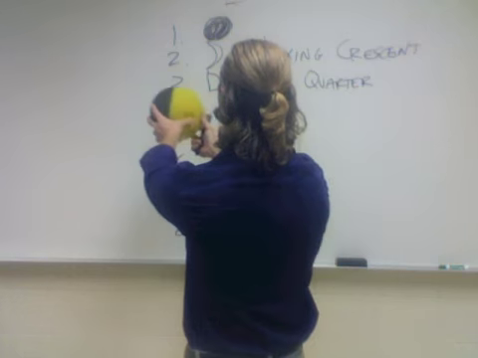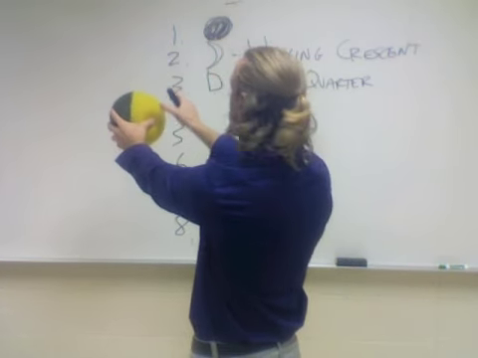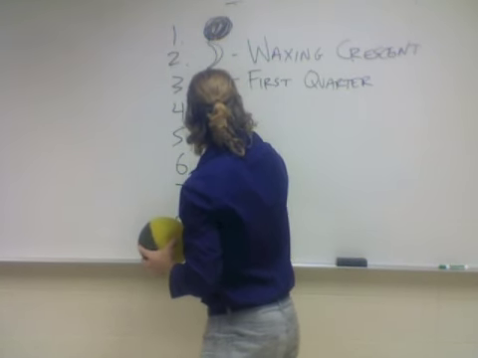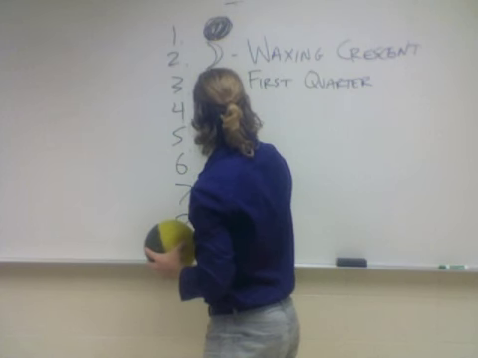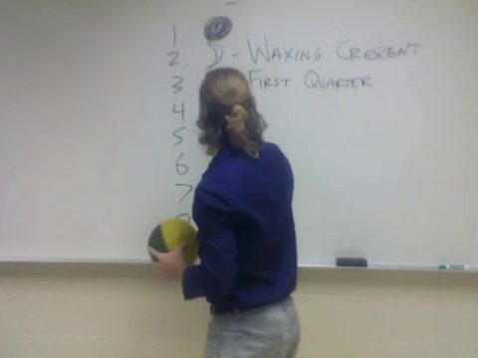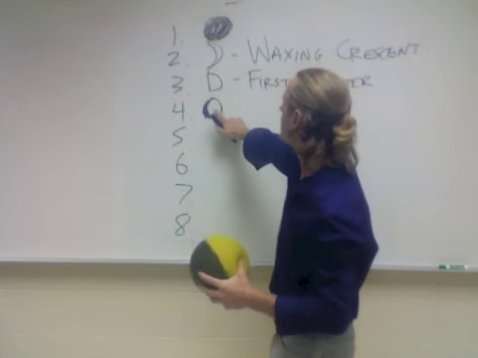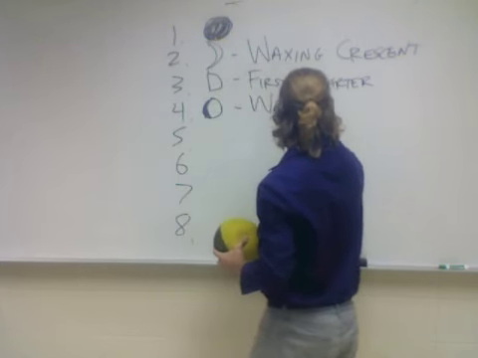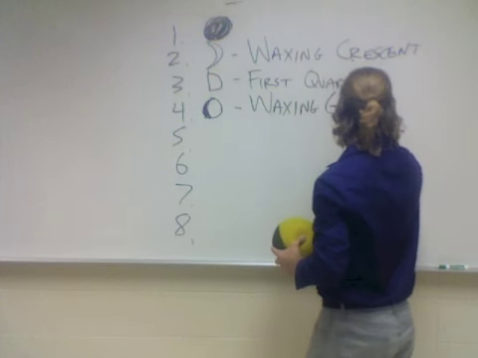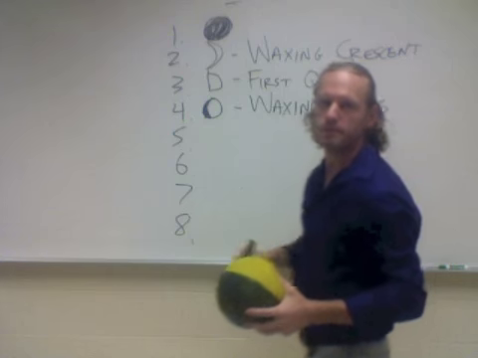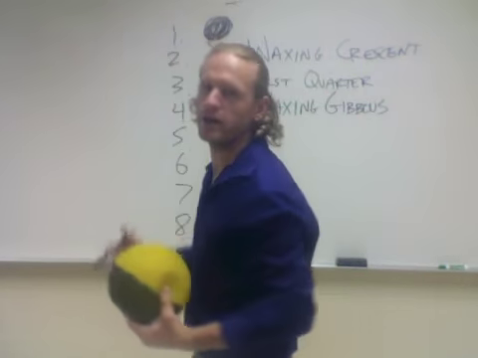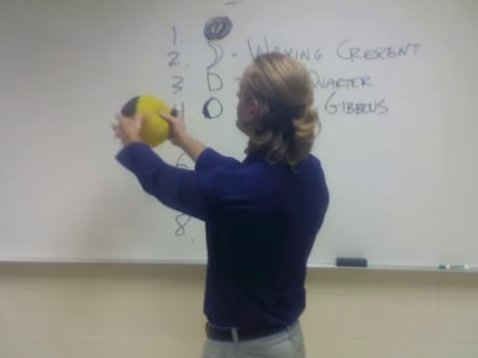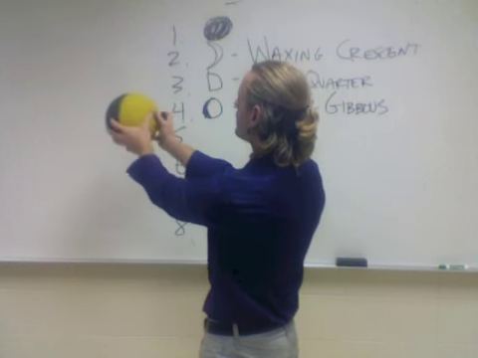Going on from first quarter, now I'm seeing more than half of it lit up, and it's still on the right-hand side. So here's how I'm going to draw that. I'm going to draw the full moon, and then I'm going to shade in part of it on the left. So we're still seeing the moon lit up on the right-hand side, but it's not fully illuminated. And so it's waxing gibbous. If you can't see the spelling, you can just look in your textbook. So waxing gibbous here, lit up again on the right-hand side, but it's shaded a little bit to my left.